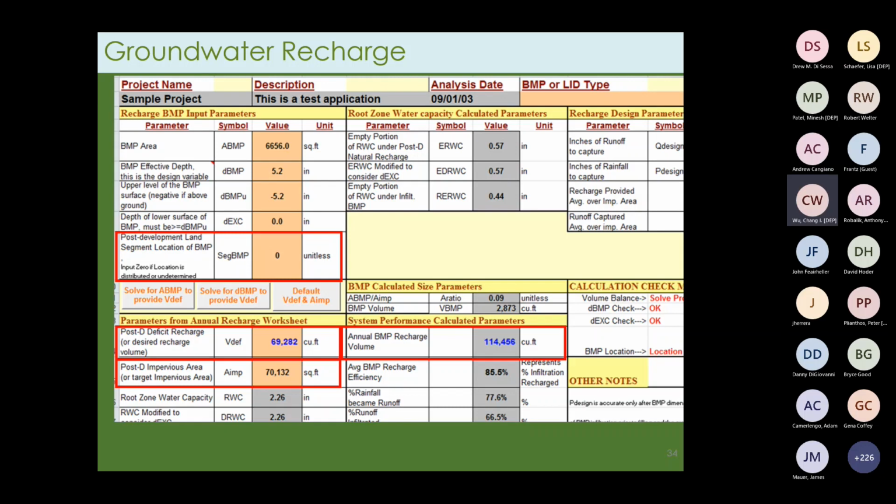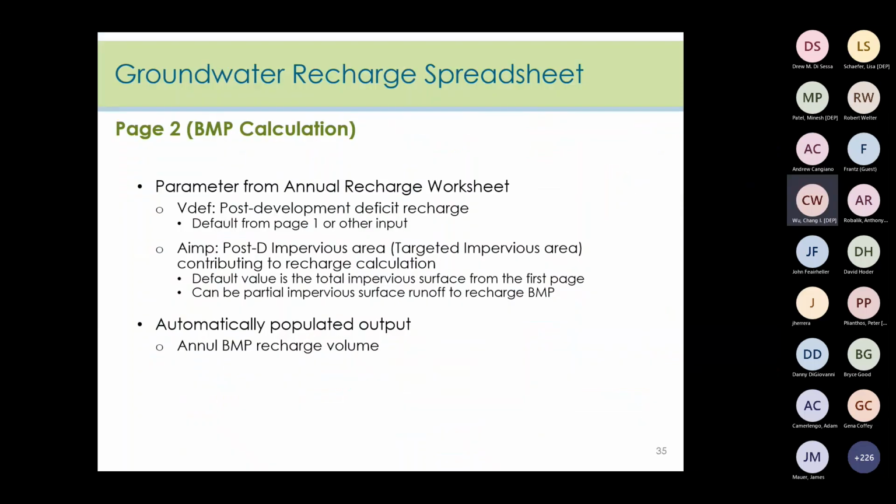And let's move on to the second page. After you complete the input on the first page, you move to the second page, and here is the design of the BMP. Same as before, the orange cells are the inputs and the gray cells are output. Let's talk about some input parameters that are needed for the spreadsheet to work. The red letter on the right side, in the screenshot of the spreadsheet on the previous slide, shows the status of whether the calculations are correct.